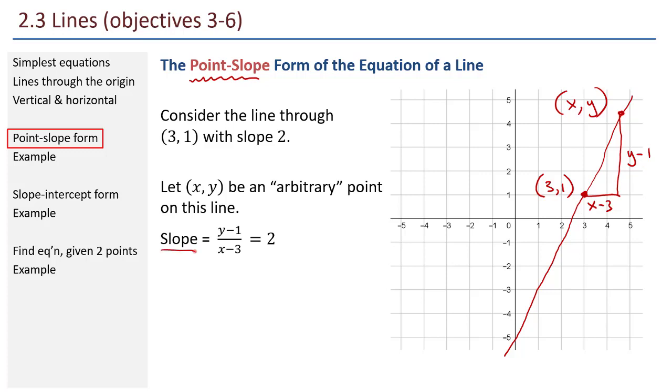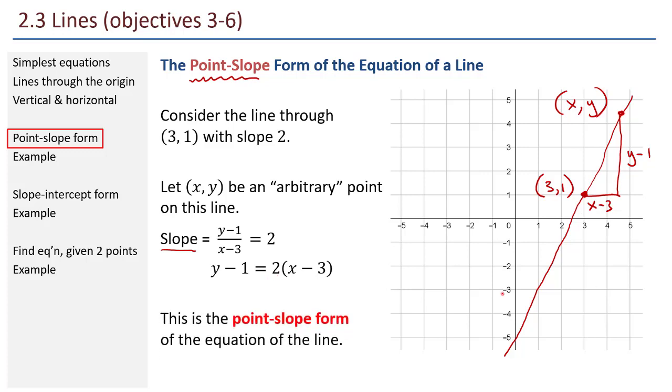So the slope is change in y over change in x. Y minus 1 over x minus 3, and that equals 2. So let's multiply both sides by x minus 3, and I end up with y minus 1 equals 2 times x minus 3. That is the point-slope form of the equation of this line. Y minus 1 equals 2 times x minus 3.